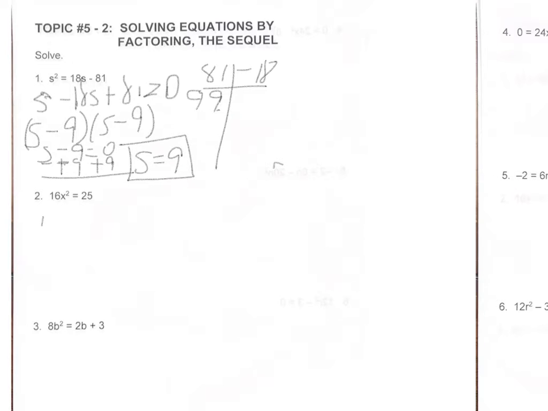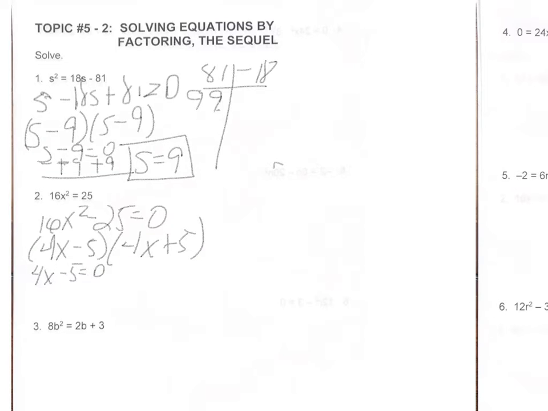Number 2, 16x squared minus 25 equals 0. These are your perfect squares. So you have 4x minus 5 and 4x plus 5. So if we set 4x minus 5 equals 0, add 5. So 4x equals 5, divide by 4. So x equals 5/4.